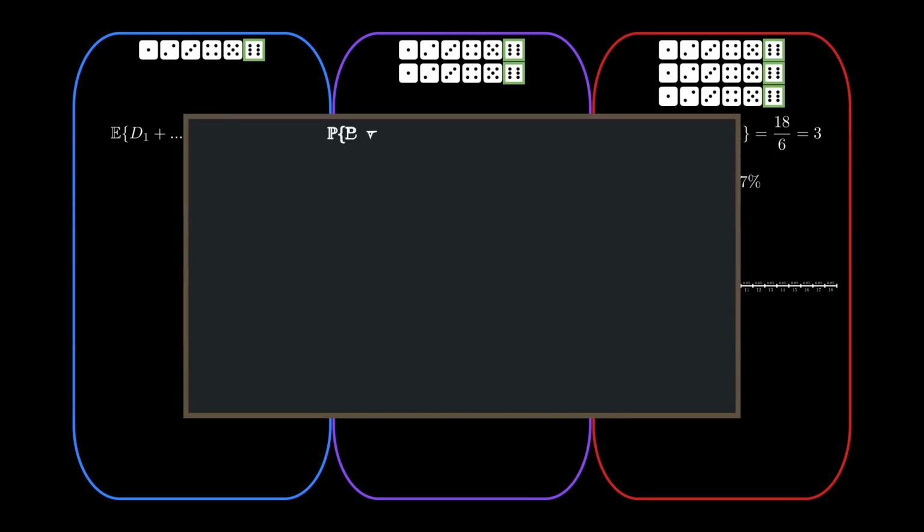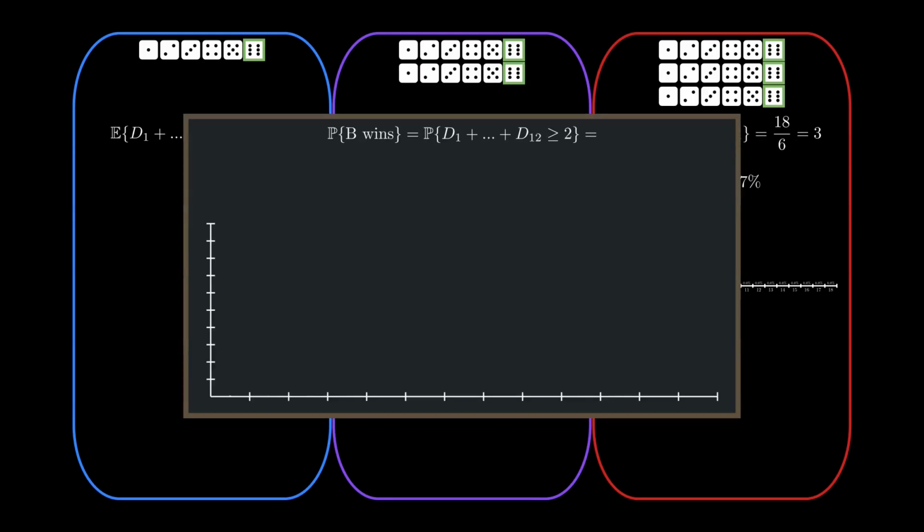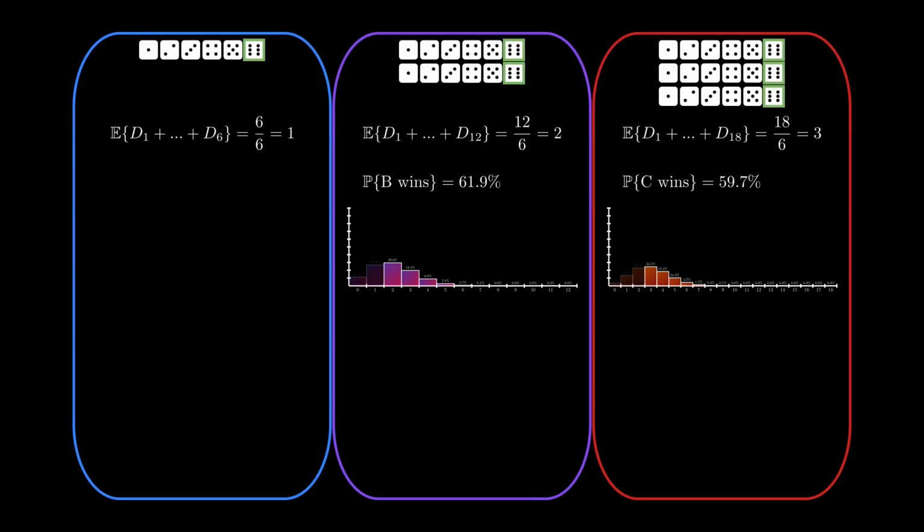Similarly, for option B to win, we need to roll at least 2 sixes with 12 dice. If we again consider the binomial distribution, just for 12 dice this time, we need to sum all the values of the probability mass function corresponding to 2 or more 6s. This gives that option B wins with a probability of 61.9%.